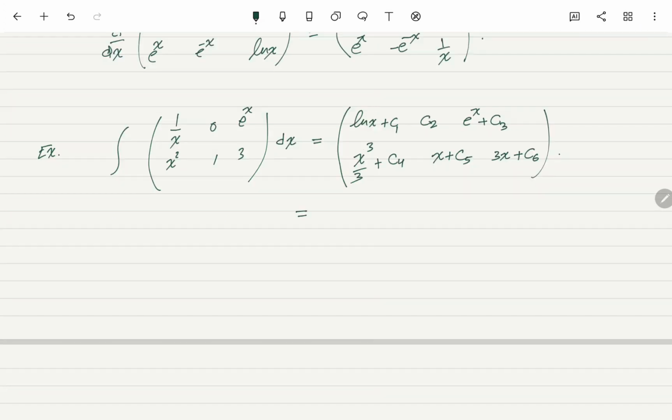And we can write the new matrix as the addition of two matrices, like this one here. So this is ln x, and this is C2, this is e^(2x), this is x cubed over 3, this is 3x, plus, and remember, when you add two matrices, we actually add every single element of matrix A with every single element of matrix B. So this will be C1, 0, C3, C4, C5, C6.